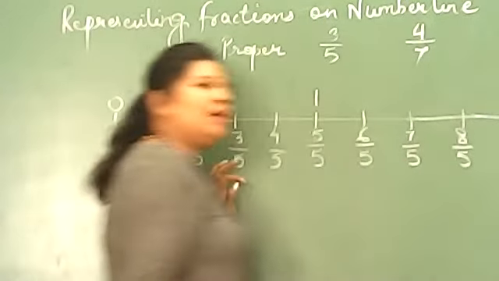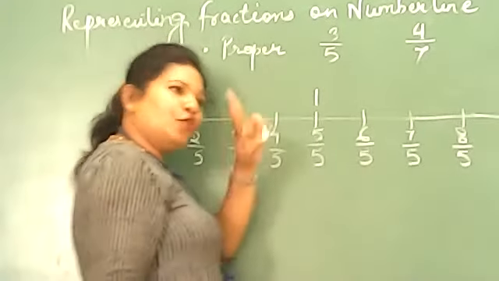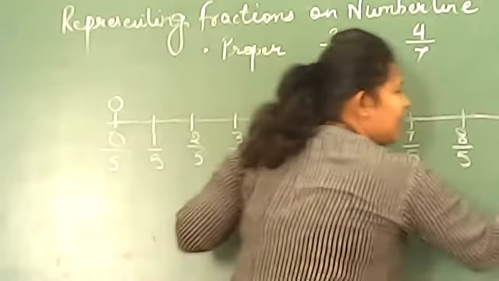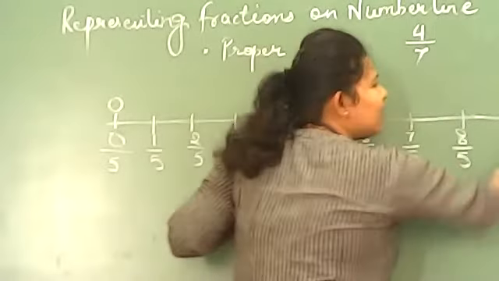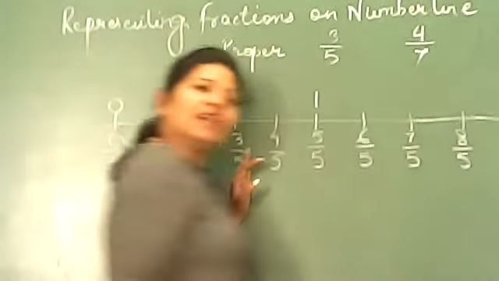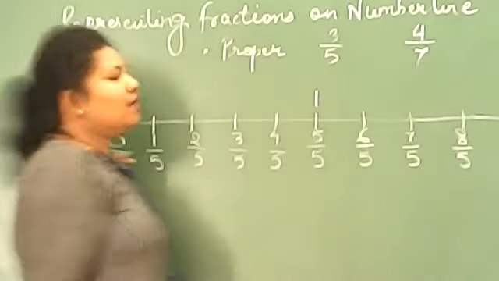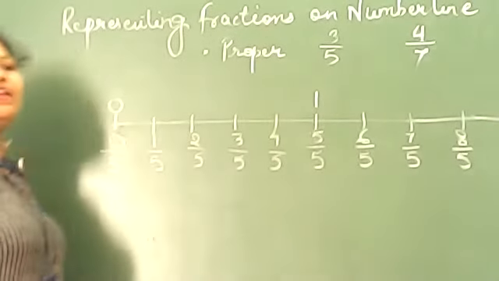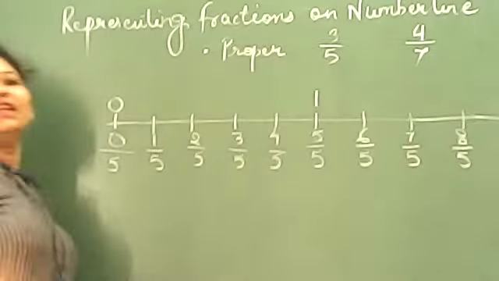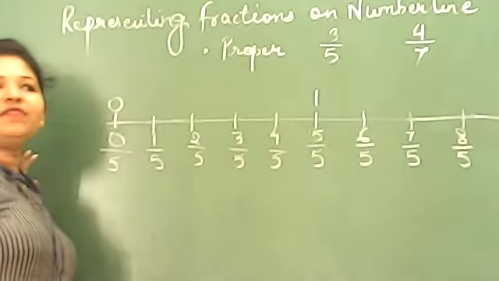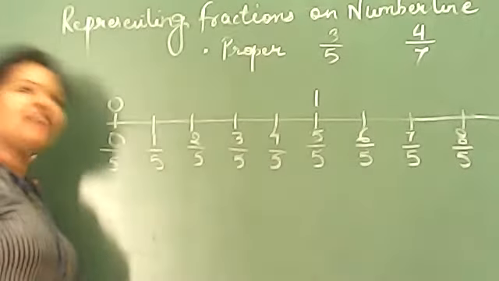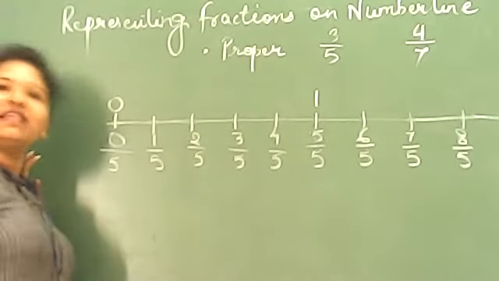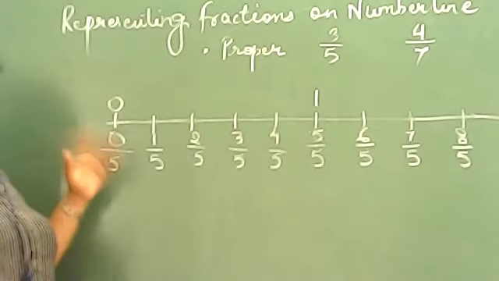10 by 5. Can you tell me what you can write? 2 whole. Not 1 by 2, beta. See, 5 1s are 5, 5 2s are 10. So 2 by 1, that means only 2. Clear? 15 by 5, what can come? 3. Then 20 by 5, 4. 25 by 5, 5. And 30 by 5, 6. Like this you can continue.